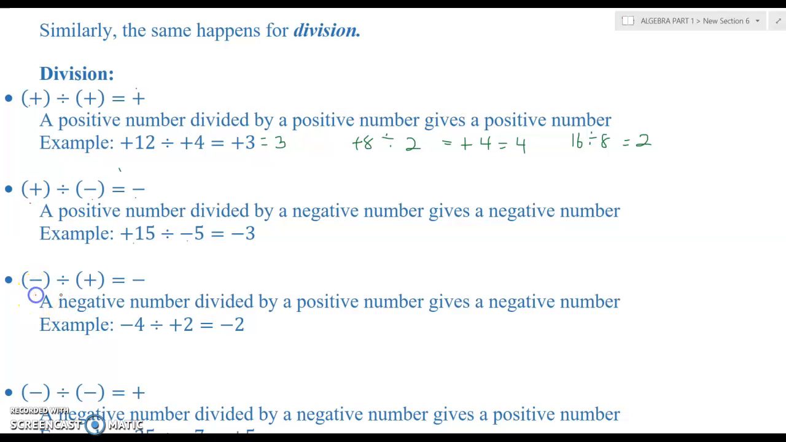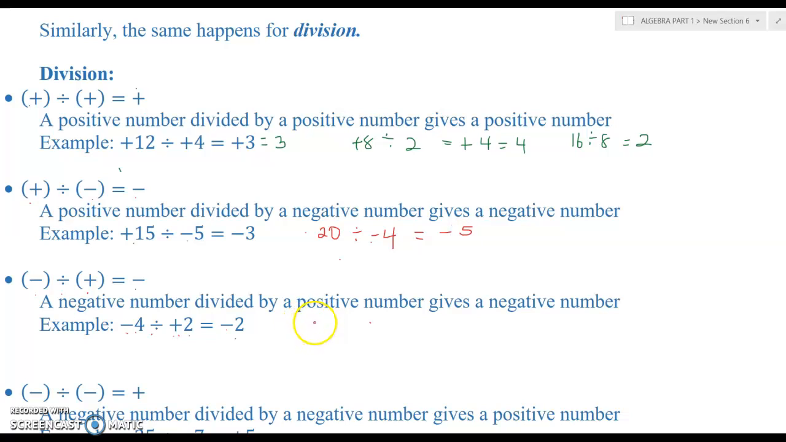When we have a negative number divided by a positive number, you're going to get a negative result. So negative 4 divided by positive 2, a negative divided by a positive gives a negative, and 4 divided by 2 is 2. Let's do two examples for each one. So 20 divided by negative 4. A positive number divided by a negative number gives a negative number. 20 divided by 4 is 5, so we get negative 5.